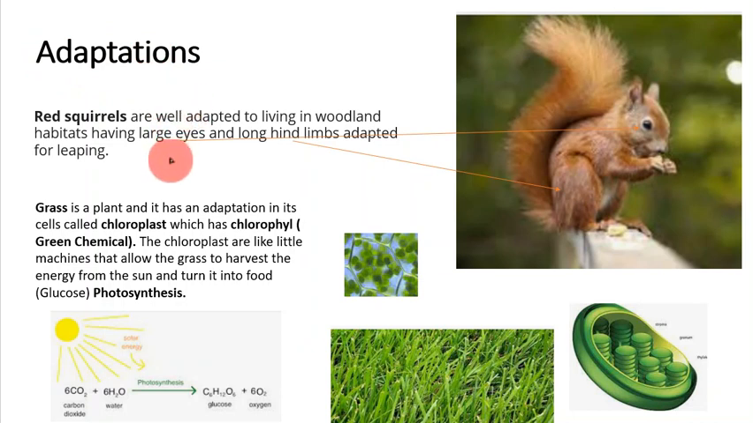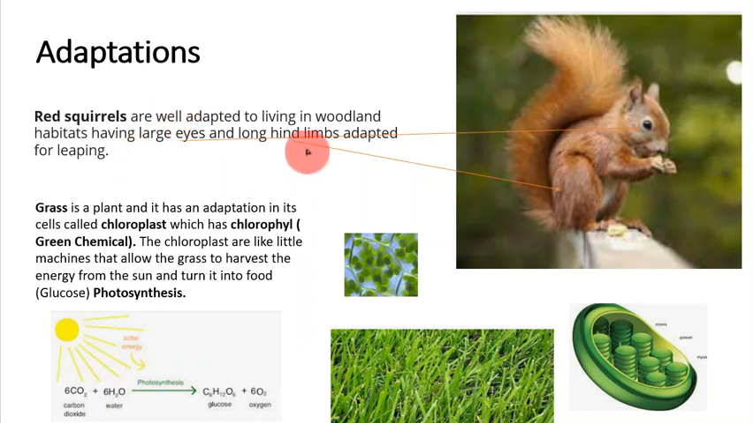If we look at two types of adaptations that are very common, take the red squirrel. Red squirrels are native to Ireland and are well adapted to living in woodlands. So their habitat is a woodland area, and they have large eyes and long hind limbs adapted for leaping. They need these large eyes because they spend their time moving around through trees and between trees.